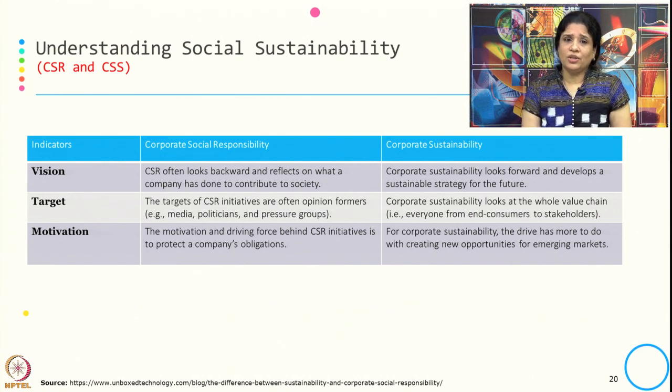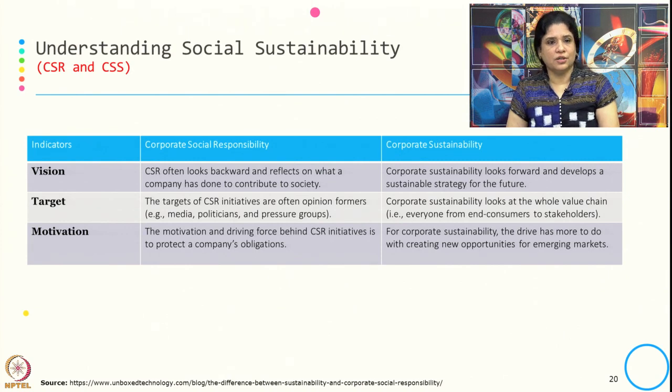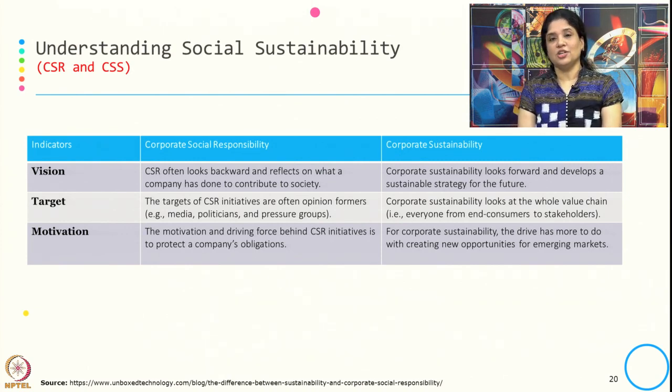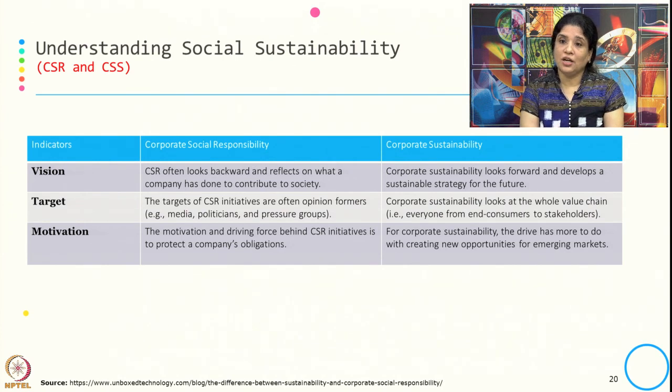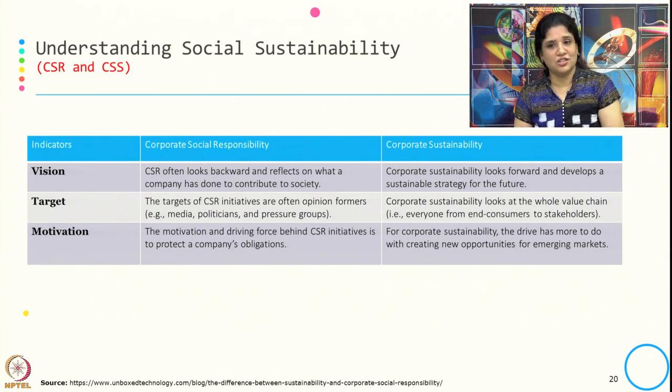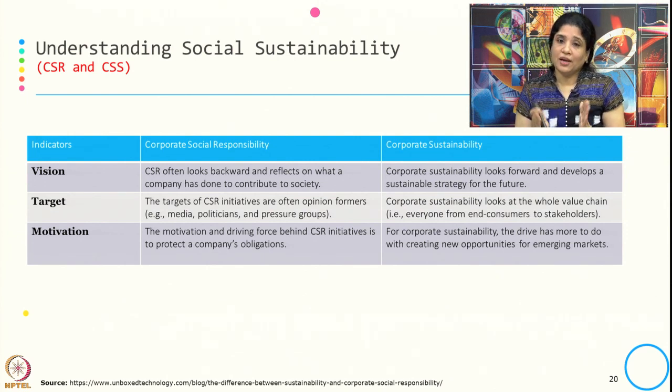To start with the vision, CSR often looks backward and reflects on what a company has done and contributed to society, while sustainability typically looks forward and develops a sustainability strategy for the future. The targets for CSR initiatives are often opinion formers, that is media, politicians and pressure groups, whereas corporate sustainability looks at the whole value chain, from the end consumers to the stakeholders. When it comes to motivation, the driving force behind CSR initiatives is to fulfil the company's obligations, but for CSS the drive has more to do with creating new opportunities for the emerging market.